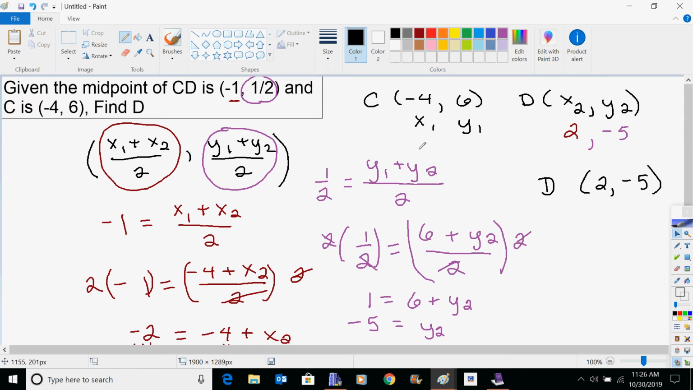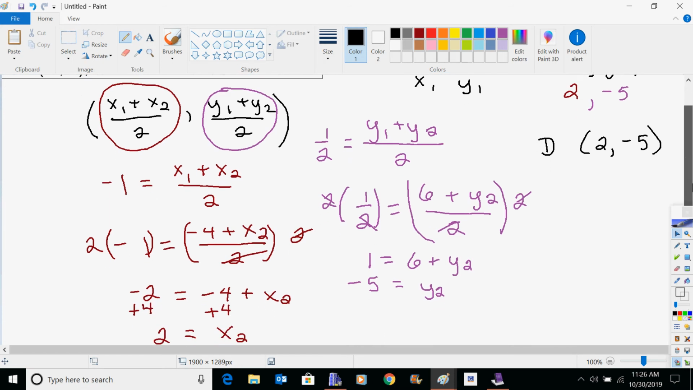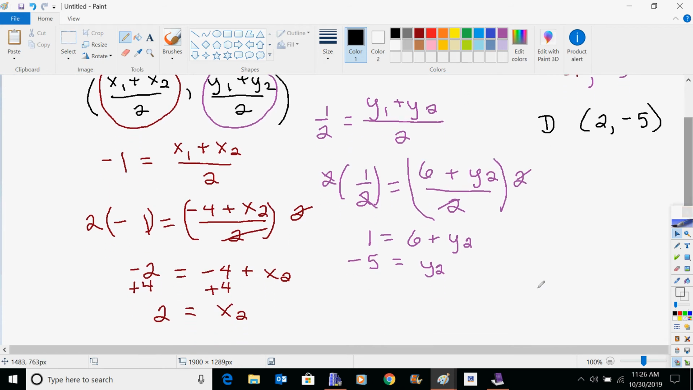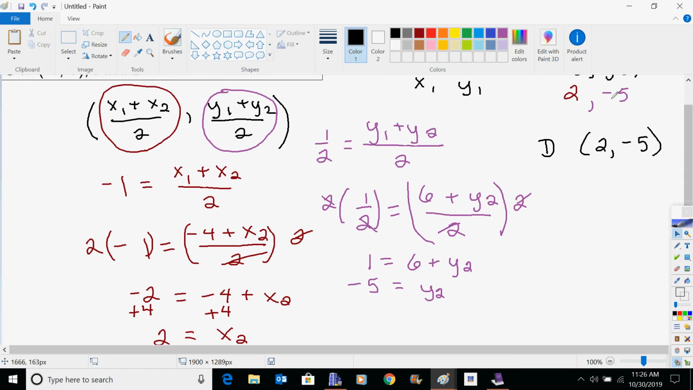So this one takes it to a whole other level because you have to do all of those other things. But there you go. (2, -5) is your final answer. All right.